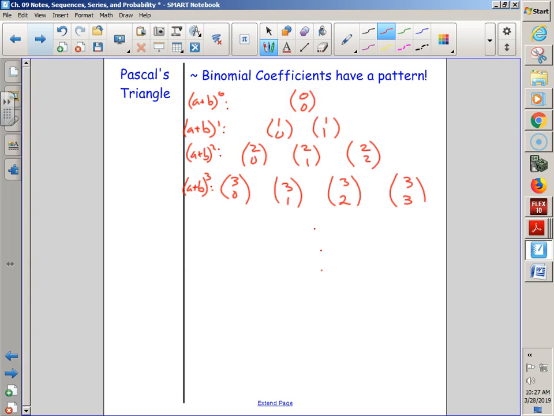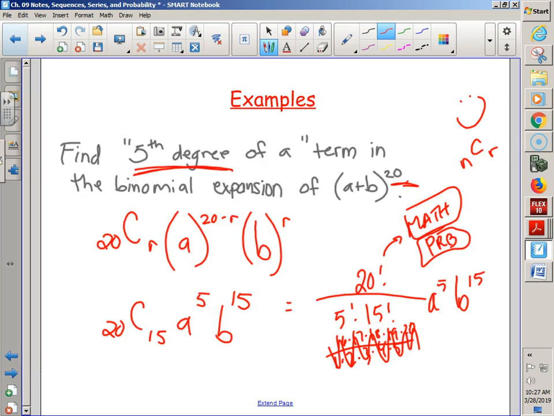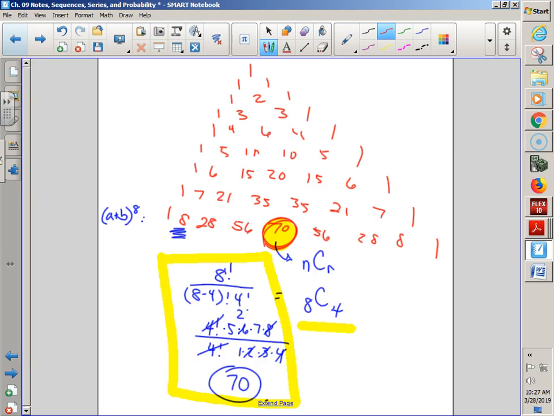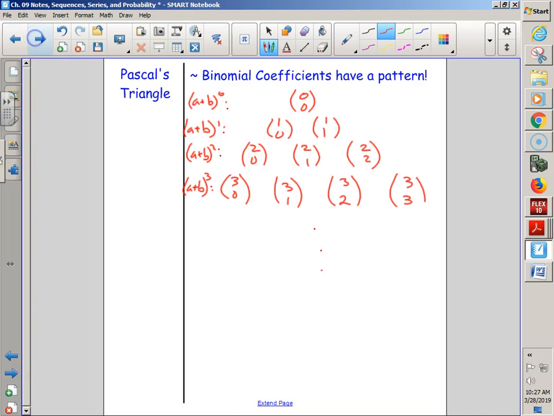Anyway, that's why I'm allowed to jump to a certain place like I did yesterday with that 70. Because that 70, I was thinking about, okay, how do I get to that 70? Well, it's in the 8th row. So I know it's going to be 8, and then it's over 0, 1, 2, 3, 4. It's in the 4th spot. That's how I was able to get to that 70 yesterday.